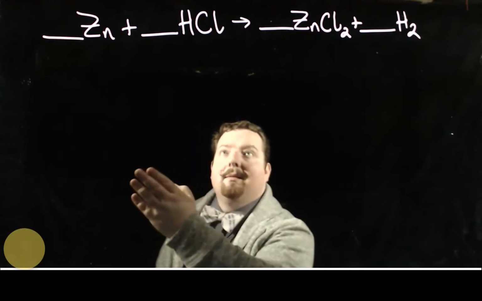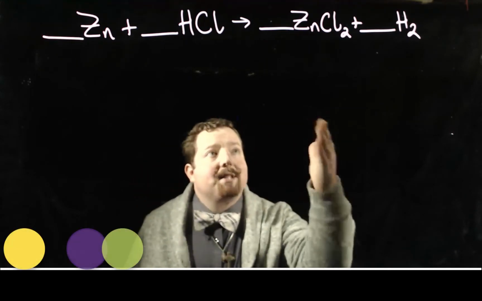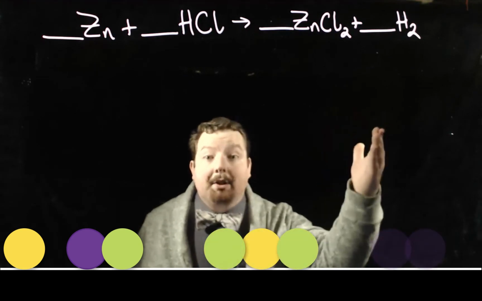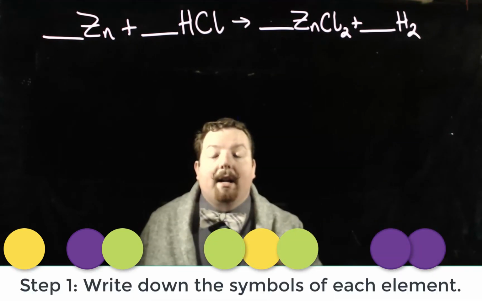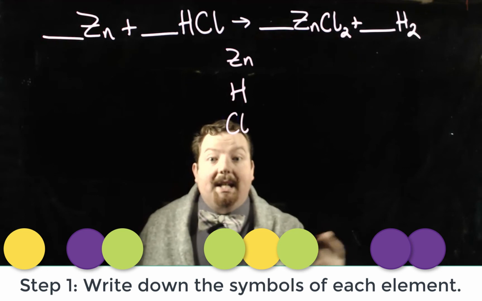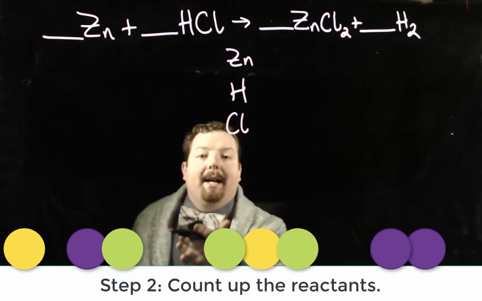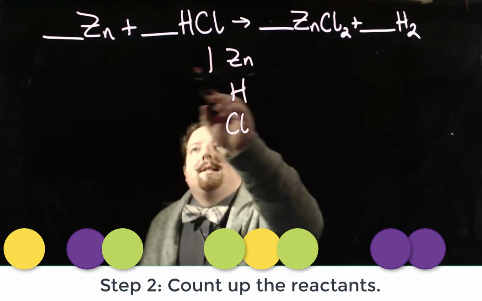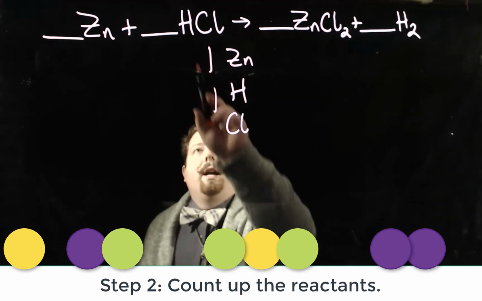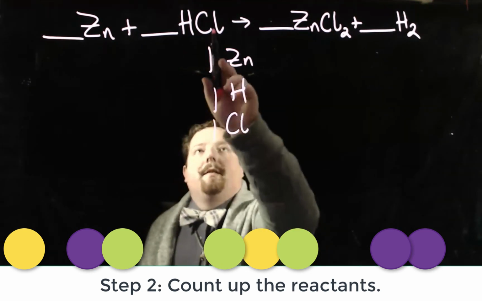We have Zn plus HCl gives us ZnCl2 plus H2. Remember, step 1 is to write down all of the elements you have. We have Zn, H, and Cl. Step 2 is to count up the reactant side. We have 1 Zn from here, 1 H from there, and 1 Cl from there.